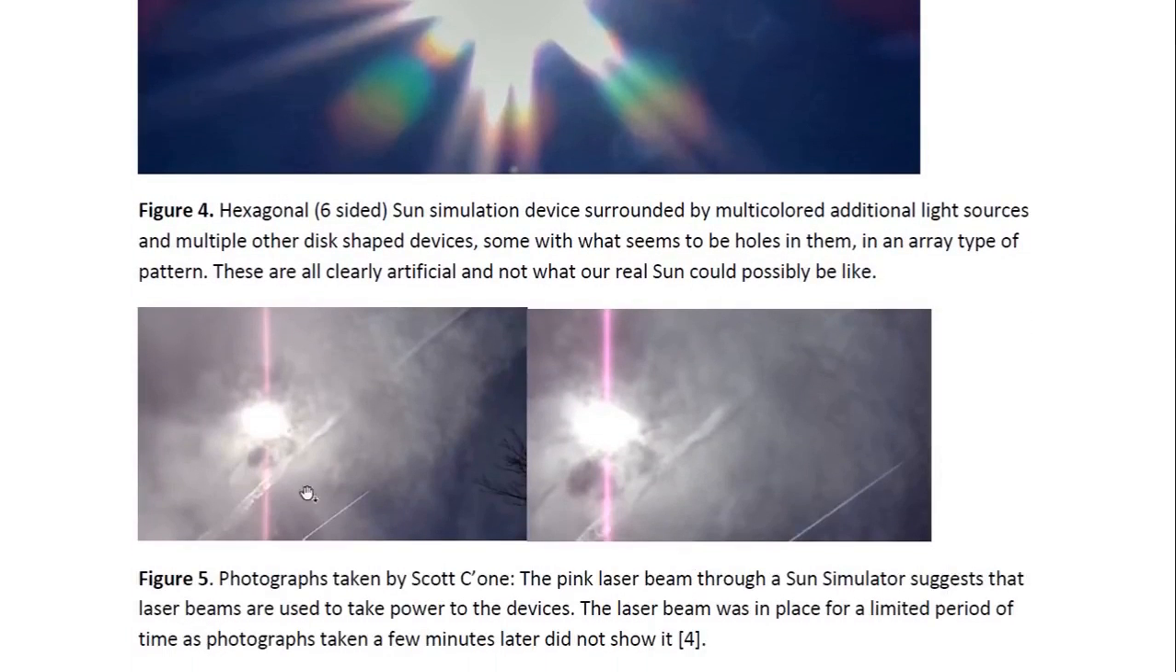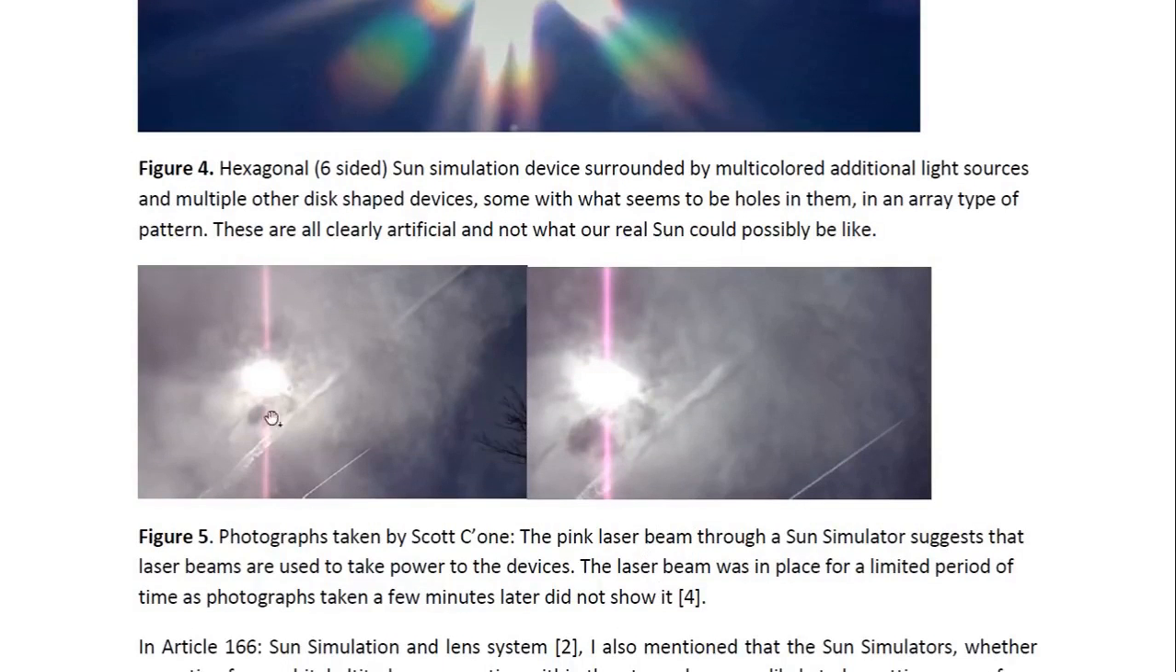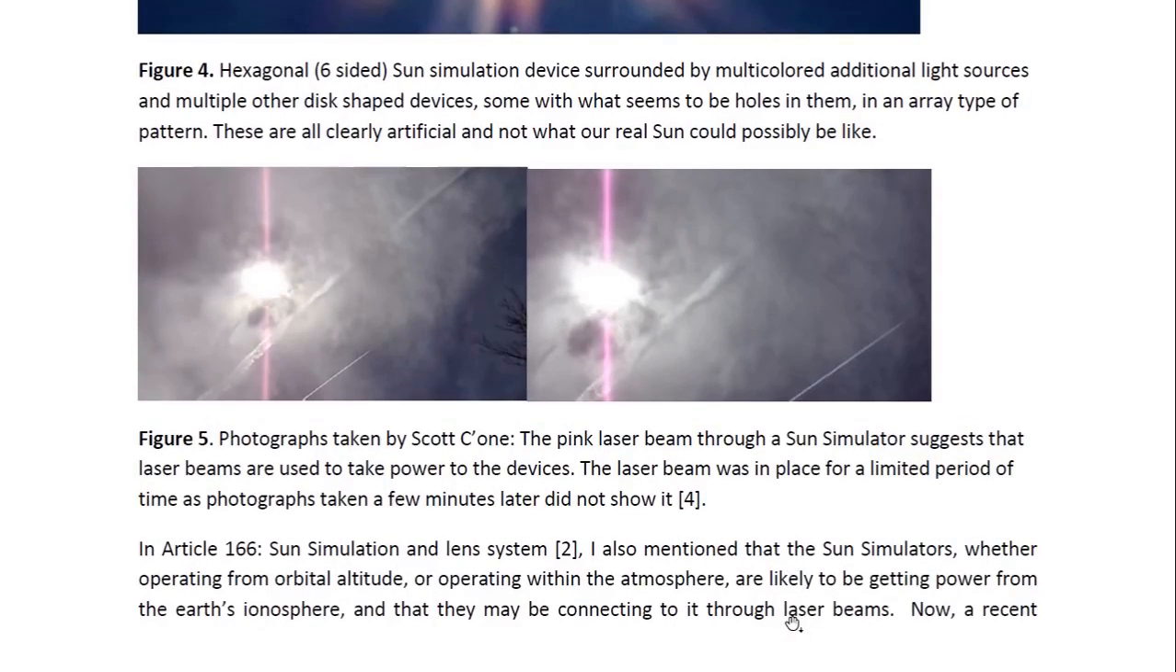Now these photographs were taken by Scott Sion the other day, and you can see this pink light beam going right through the simulator. As you can see, this is not the real sun. It looks white, almost looks like a bright fluorescent light within the atmosphere.